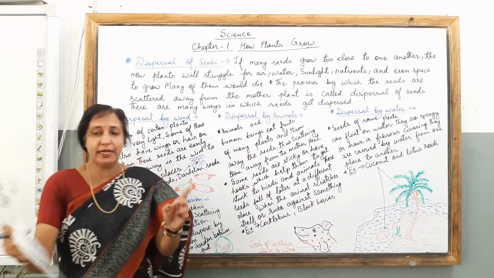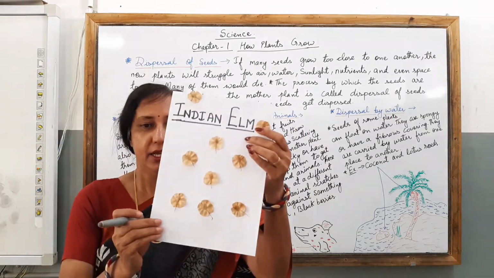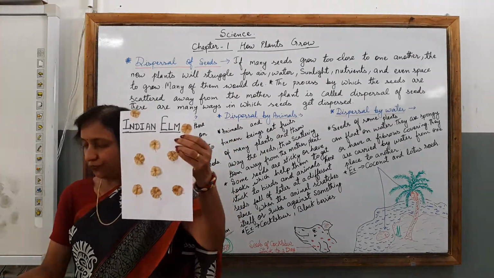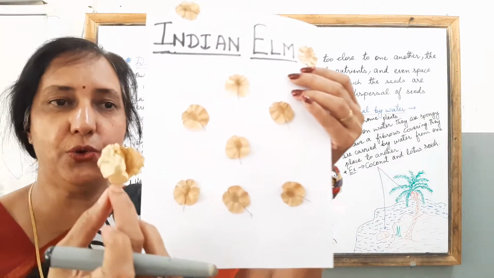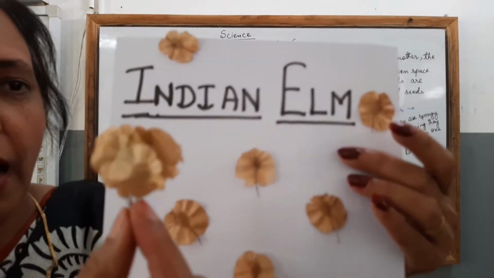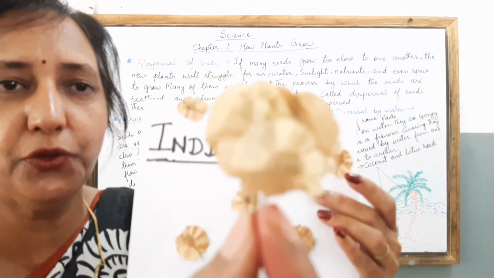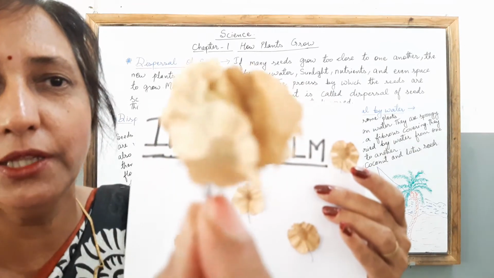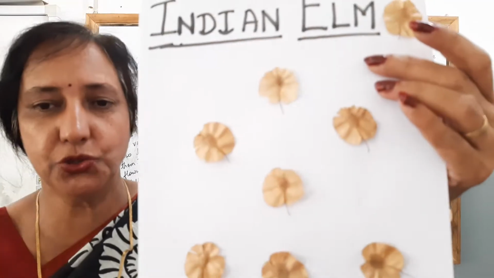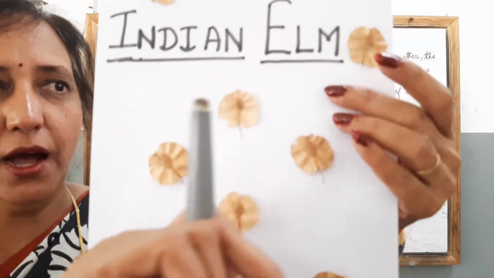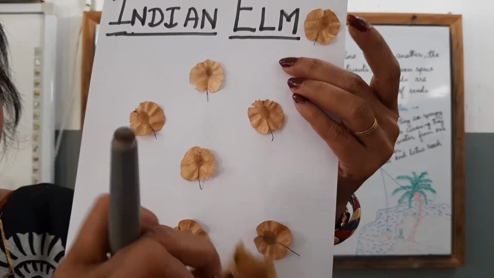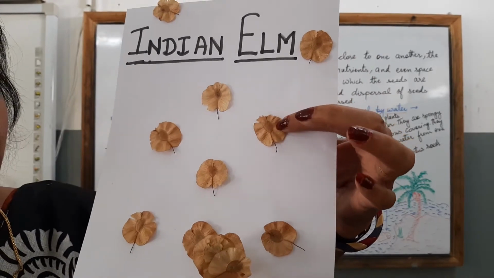Next children, I have the Indian elm seeds which I am going to show you all, which are present around your own house also. Children, this kind of seed is known as the Indian elm. Here I am trying to bring it in front of the camera. Children, they are available in this formation, and I have stuck them on a paper to show you all how the Indian elm seeds are present, and they are flown away from one place to another with the help of the wind. As you can see, the seed is present in the center.